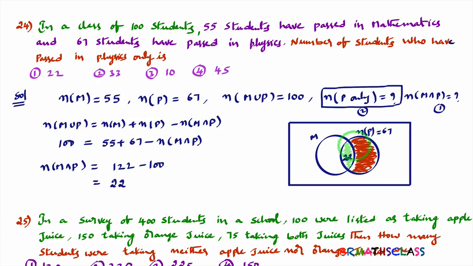So we want this red color part. How will we get it? We know that this full circle is 67. They gave that information. From this 67, if I remove this 22, I will get this part only. So the number of students who passed physics only, how will you get it? You will get it from the full 67 minus this intersection part. 67 minus 22, what will you get? 67 minus 22 is 45. So the number of students who passed physics only is 45. So which option is the right option? Fourth option is the right option.